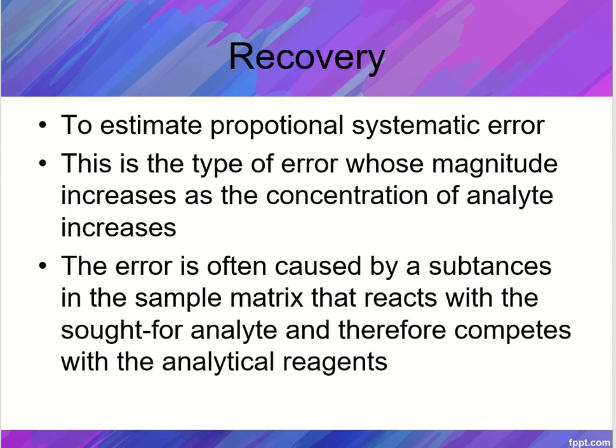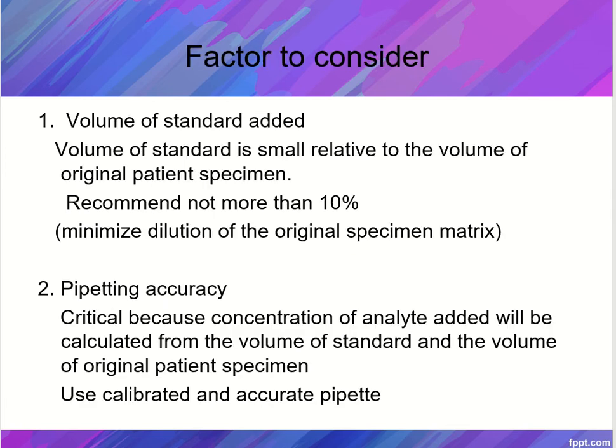Now I want to describe the recovery experiment. This is to estimate proportional systematic error. This is the type of error whose magnitude increases as the concentration of analyte increases. The error is often caused by substances in the sample matrix that react with the sought-for analyte and therefore compete with the analytical reagents.